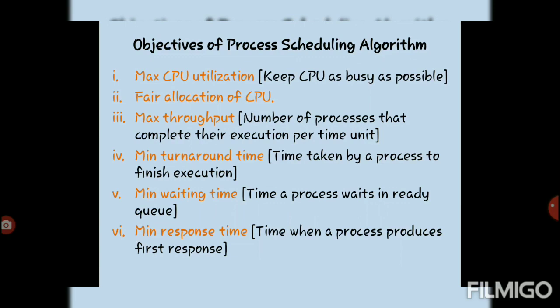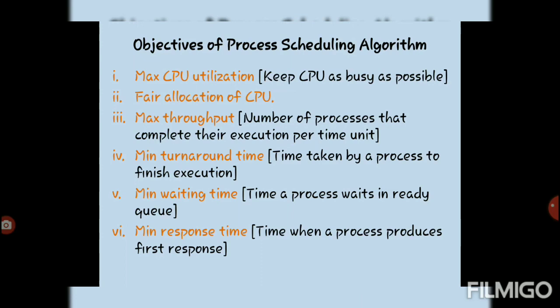So the first objective is to keep the CPU busy. The second one is fair allocation of CPU. Fair allocation means, for example, if process 1 comes at 10 o'clock and the second process comes at 10:15, we cannot allocate the process which comes at 10:15 first. The process which arrived first should be allocated first. If we allocate the late process first, that will be unfair. So this is called fair allocation. So fair allocation should be kept.